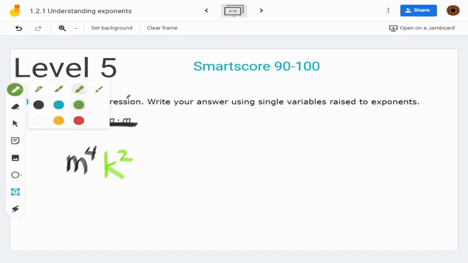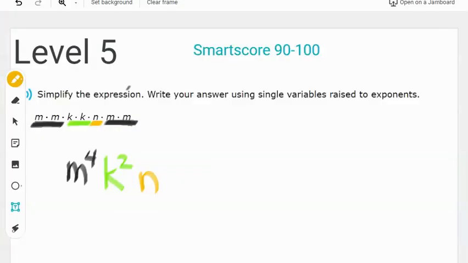And then let's get another color here. The n, there's just one of those, so that'd be n. And when you have this, you can write it as m to the fourth, k to the second, n, just like this. You could put the n to the power of 1 if you'd like. Also, like I said before, you could put those dots to show multiplication. This is maybe the more advanced way of seeing it without the dots and without the exponent of 1. All right, now it's your turn to give these a try.